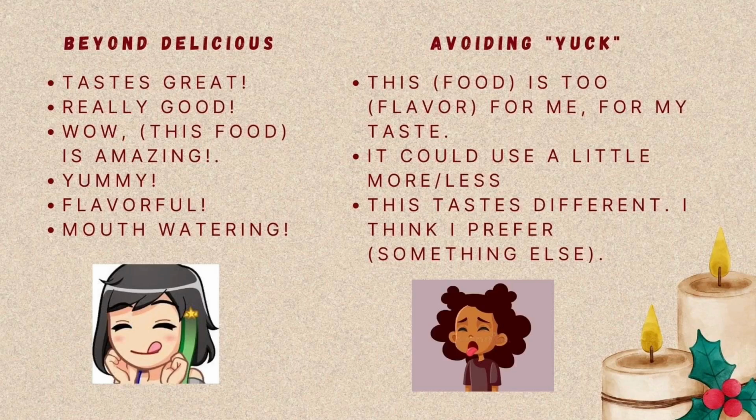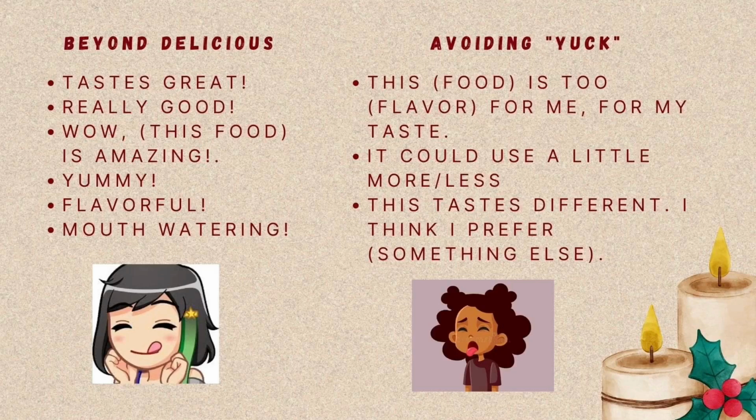And we can say that the food is overpowering. Overpowering hace referencia a algo que es mucho para ti, que no puedes tolerarlo. With the following examples, this food is too flavorful for me, for my taste. Se utiliza más cuando una comida es demasiado para ti, por ejemplo, si no estás acostumbrado a algo muy dulce o algo muy salado. It could use a little more, less. Le vendría bien un poco más o de menos. Por ejemplo, cuando a algo le falta sal o te gustan las cosas saladas, pues dirías eso.